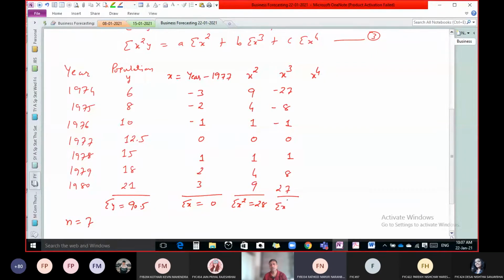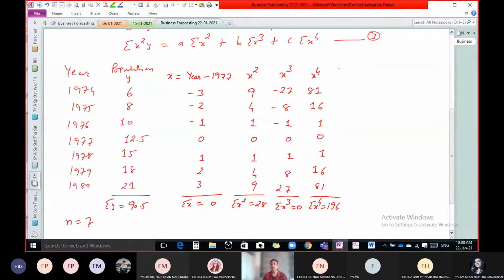And summation of X cube, obviously it is also 0 because of the same number in a different sign. Now X raised to 4, that is nothing but square of X square. So take the square of X square. So 9 square, 81, 16, 1, 0, 1, 16, and 81. So we get sigma X raised to 4, 196. Perfect.